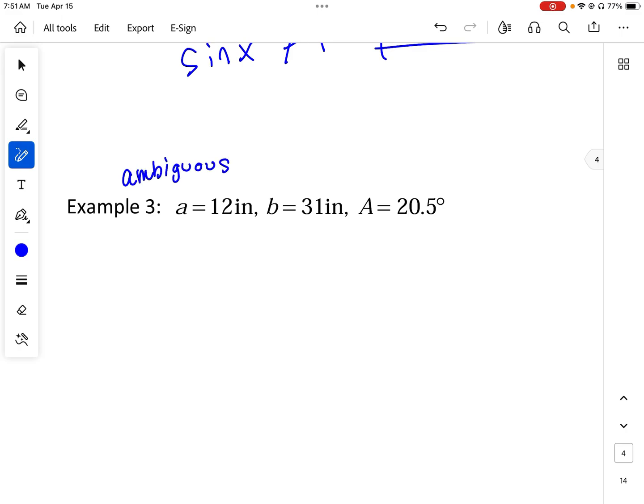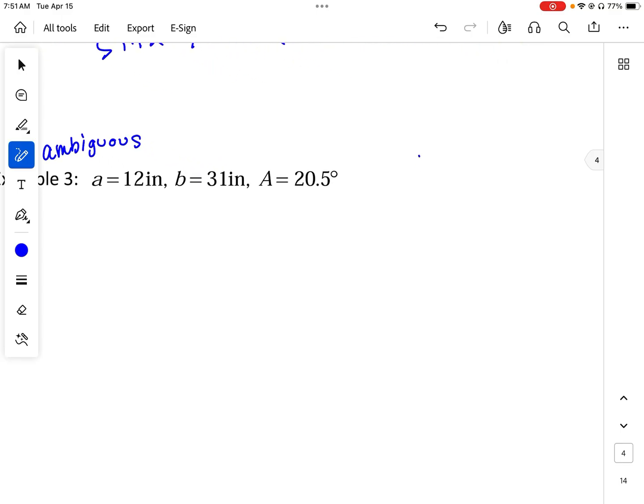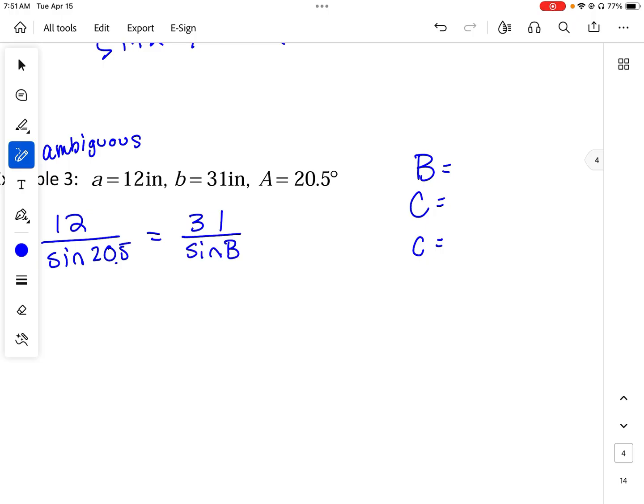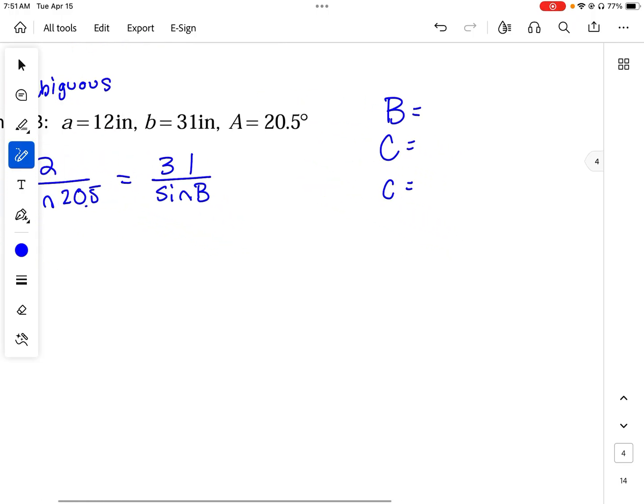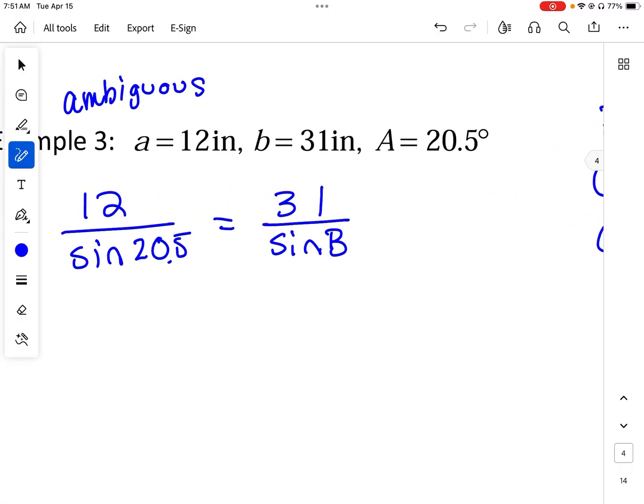We have A, B, and then angle A. So this is ambiguous. So we are going to have to check. So let's go ahead and do, we have A and A. We need angle B, angle C, and side C. Okay, so A over sine A equals B over sine B. Okay, we cross multiply and we divide.